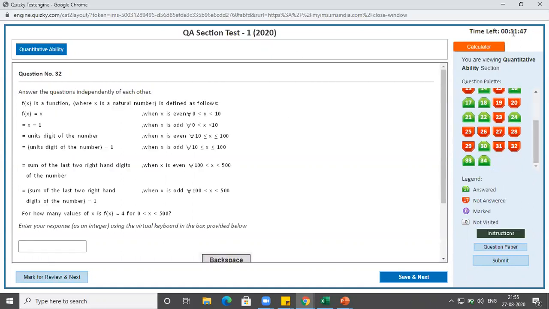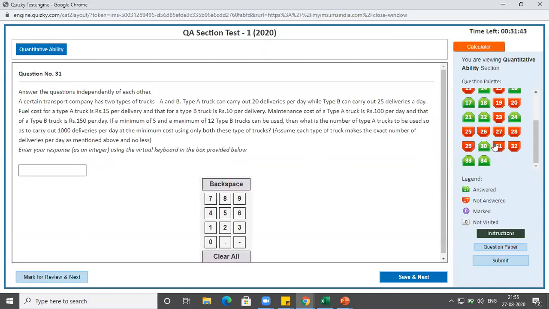Say another 20 minutes. This is actually a round 3 question. Question number 32, let's go to 31. A certain transport company. I still haven't judged what this question is, so I don't know if this should be attempted in round 2 or round 3. But let's read and figure it out.